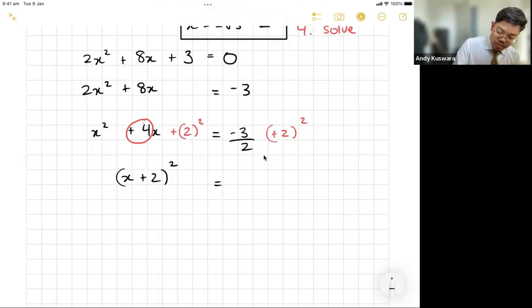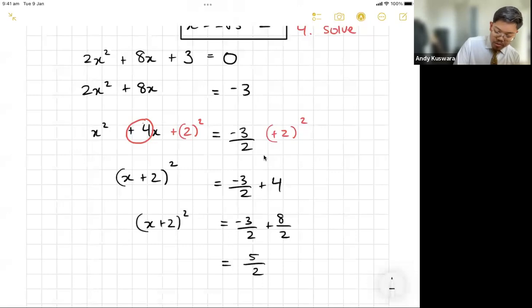And then the right-hand side, I'm going to figure this out, minus 3 on 2 plus 4, which is not a very nice number. Let's see if I can clean this up a little bit. Minus 3 on 2 plus 8 on 2. This you can put in the calculator, but I can see that that's going to just be 5 on 2. And I've got my x plus 2 going on here.